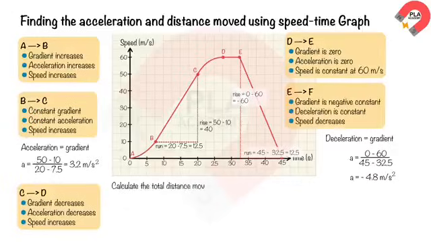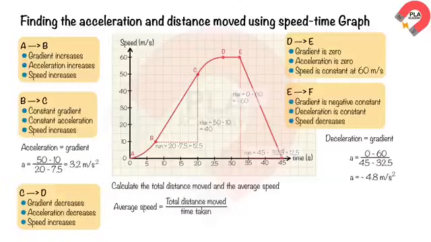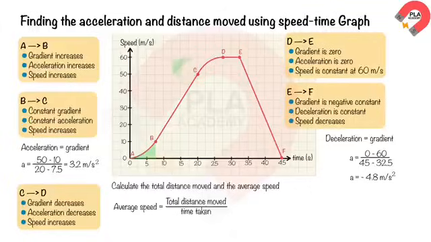We can find the average speed by the total distance moved divided by total time taken. The total distance moved is equal to the area under graph. The area under between A to B is approximately equal to the area here. So we combine area under graph between A to B with area under between C to D as a rectangle. Since the area of this rectangle is equal to 60 times 7.5 is equal to 450 meters. Area under graph between B to C forms a trapezium shape.